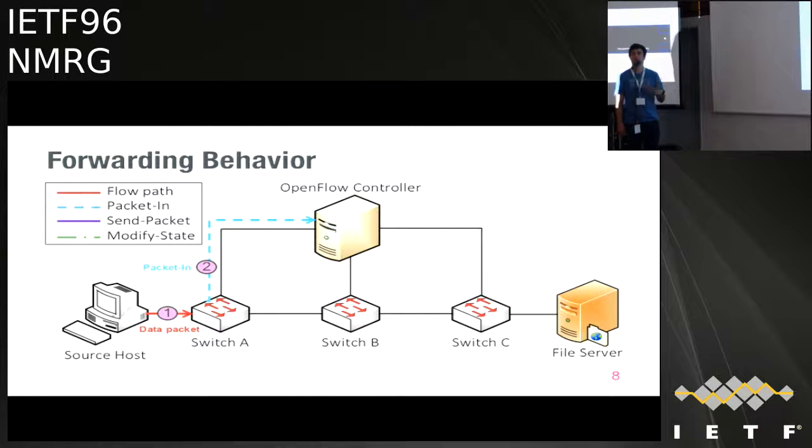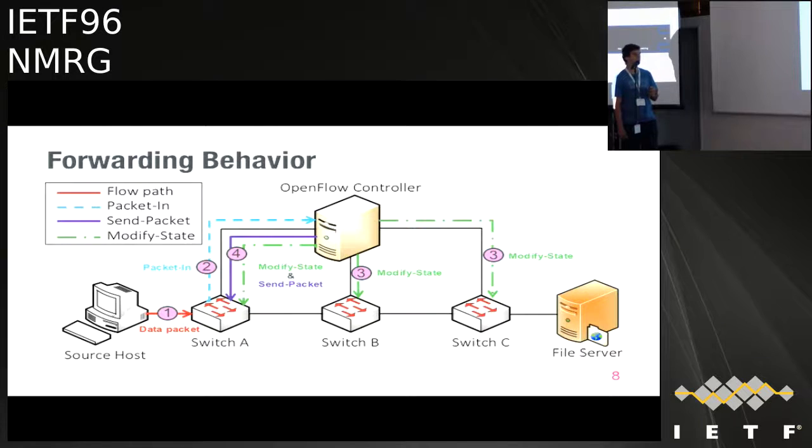The controller calculates the whole path and sends modify state messages to all switches along the path, except the switch that originated the packet-in. And then the controller sends a modify state with a send packet to the switch that originated the packet-in, in order to install the rules in all the switches along the path. And then the message goes to the file server normally, and the next packets go without requesting the controller.